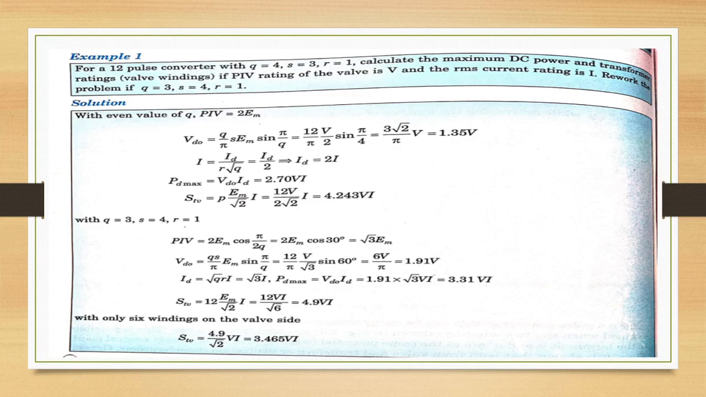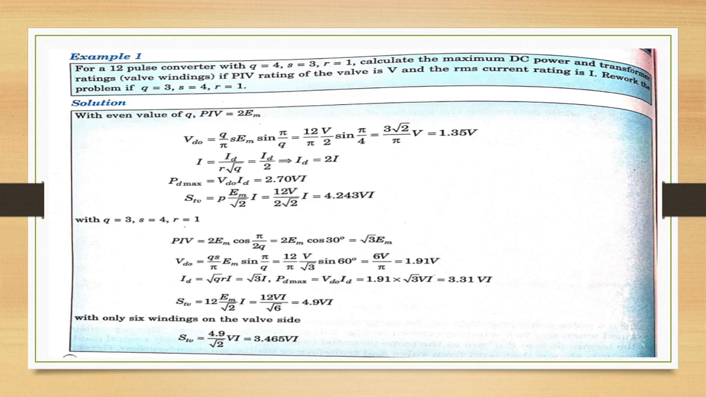So PIV equals 2EM cos pi by 2Q, that is 2EM cos 30 degrees. Cos 30 is root 3 by 2, so the 2 gets cancelled, giving EM into root 3. VD0 is 1.91 V, and ID is equal to 3.31 VI, and STV is 4.9 VI.